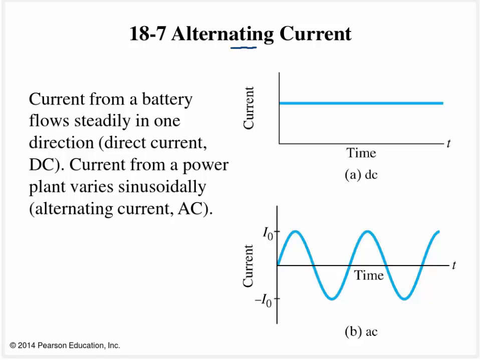Now, the other thing about household voltage is that it's going to be alternating current. What that kind of means is if we consider just the current from a battery, it's going to flow steadily in one direction, and we would call this direct current, or DC current. So if we were to plot the current versus time, it's going to be 5 amps for all eternity. With AC power, the current's going to vary sinusoidally. So you can say, let me look at my current as a function of time, and it's going to behave like a sine function.